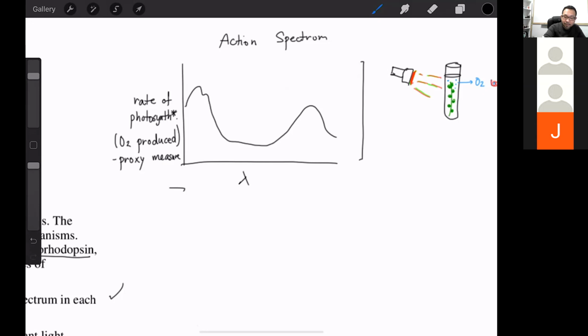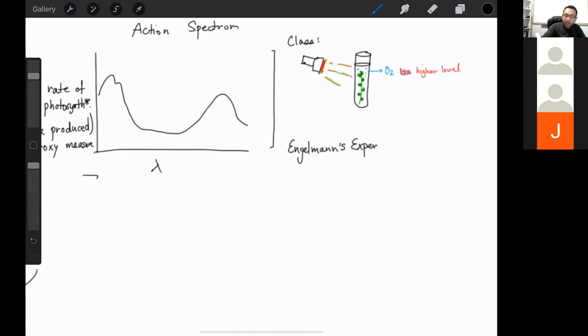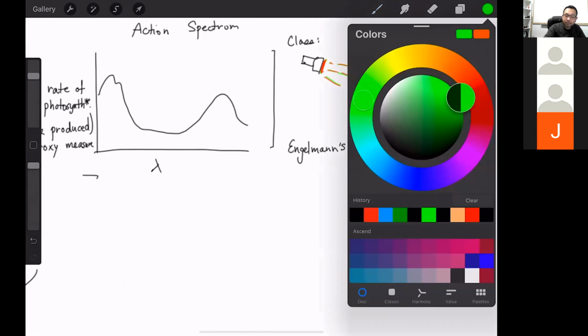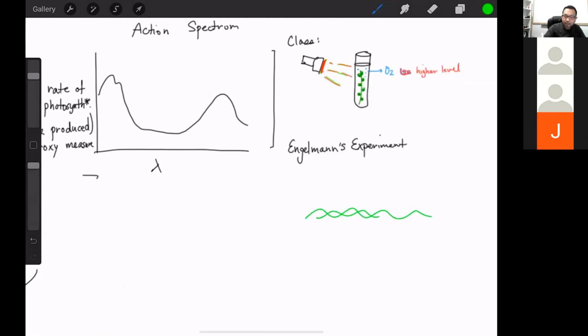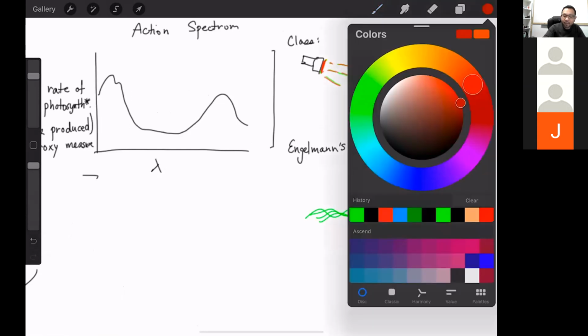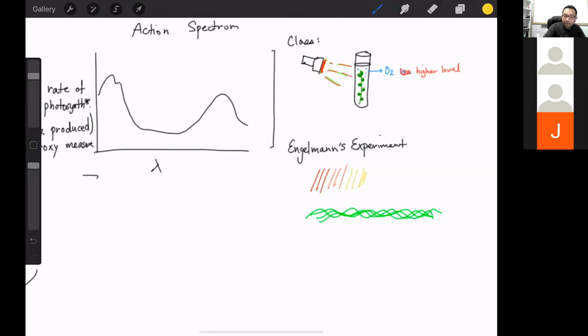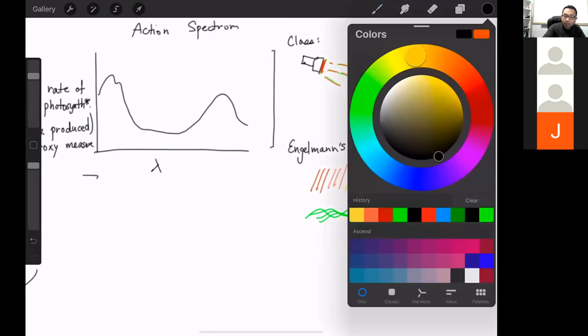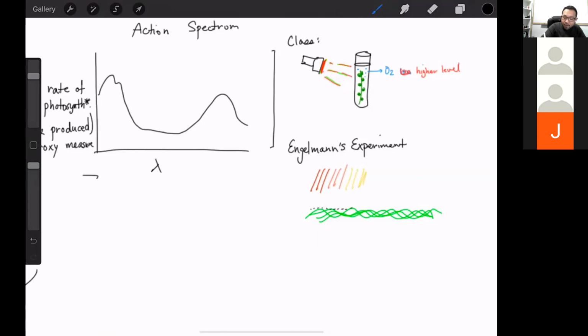Now, of course, there's the example you see in the book, Engelmann's experiment. This is the classroom experiment, but Engelmann's experiment was one of the most famous experiments on photosynthesis that we learn about. What he did was take a filamentous algae, a strip of algae like this. I know it looks like DNA, but it's not. Then he gave it different wavelengths of light: some red light there, some orange light here, yellow light here, and so forth. And he seeded aerobic bacteria right near the algae.